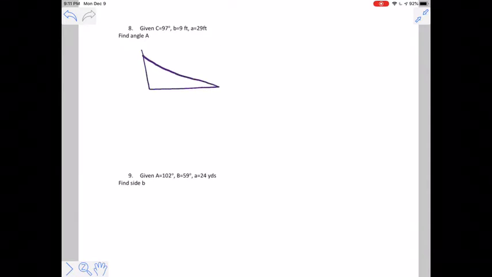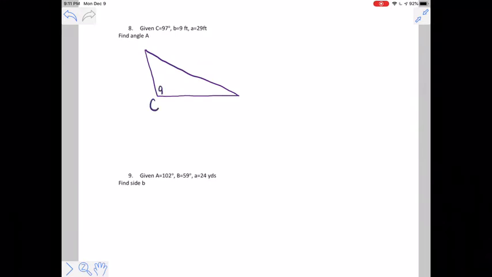So if I drew, let's try to make that a little better. And I call this angle C with 97 degrees. Then I'm going to call this angle B, so then side B over here would be 9 feet. And if I call this angle A, then side A here would be 29 feet. So what I have here is a case of side angle side, and that's law of cosines.